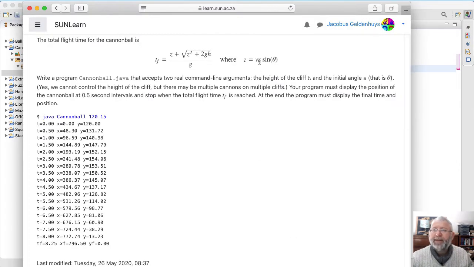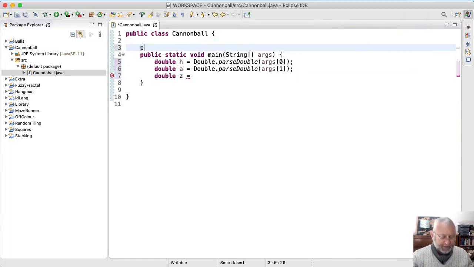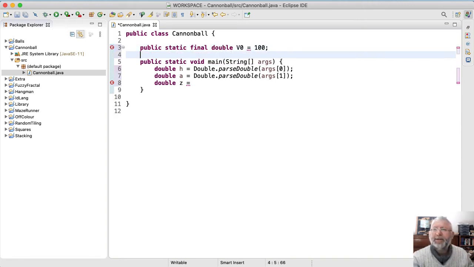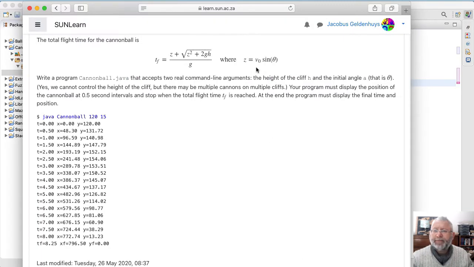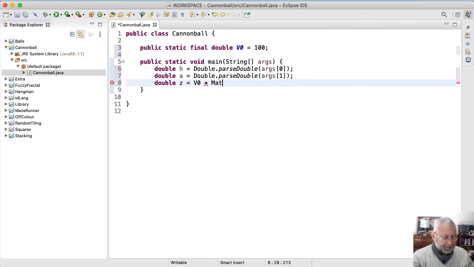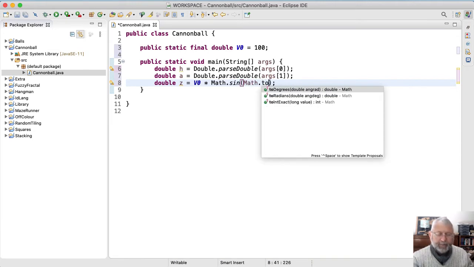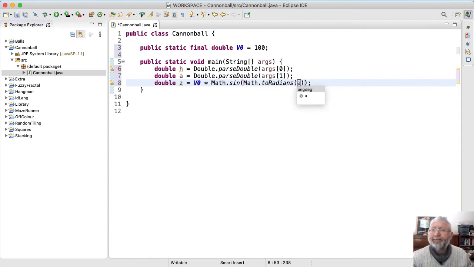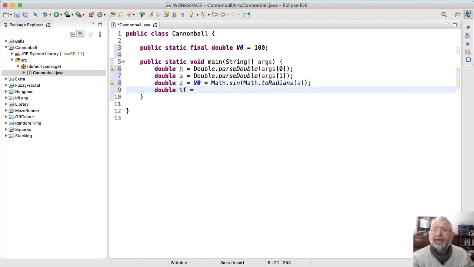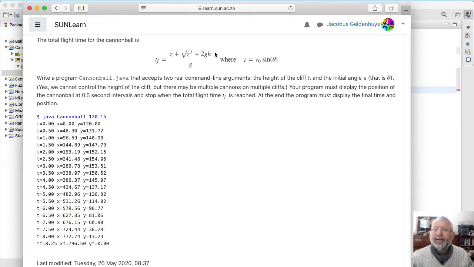Now I've got to remember what it is. It's the initial velocity, that's 100, but let's make that a constant. public static final double V0 is 100. So it's V0 times the sine of a. But I can't write this directly, because a is in degrees and Math.sin wants radians. So Math.toRadians(a). There we go. No, a. Stupid Eclipse. tf is, that's the formula, z plus the square root of z squared plus 2gh, divided by g.